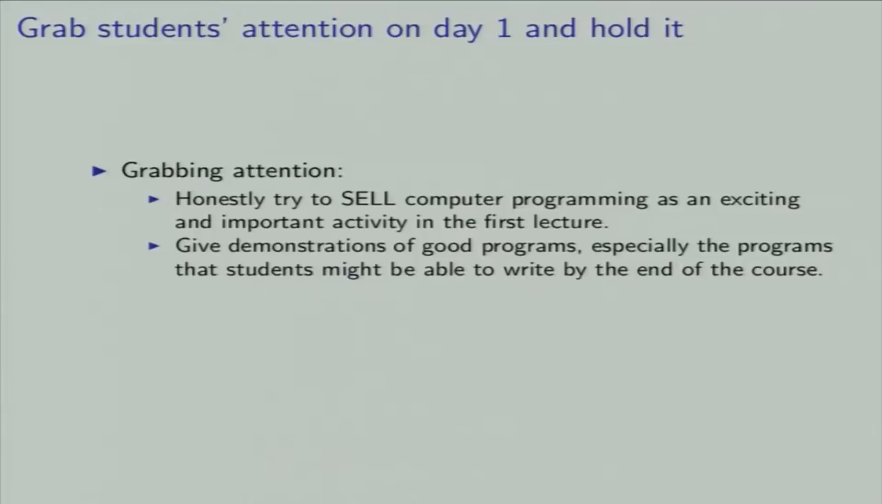One way of doing that, and I think a very, very compelling way, is to give them a demonstration of good programs. Programs which they might themselves be able to write at the end of the course. Or you can tell them that, look, maybe it is not possible that you will write this program at the end of this course, but maybe if you study this subject for two additional courses, then this is a program that you will be able to write. So that way, they can see for themselves where they can rise if, in fact, they work hard, if they take your course, and things like that.